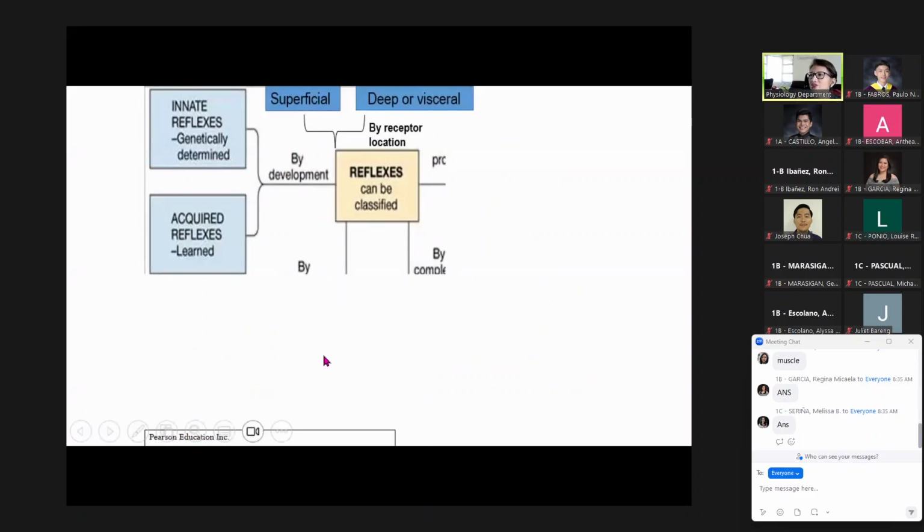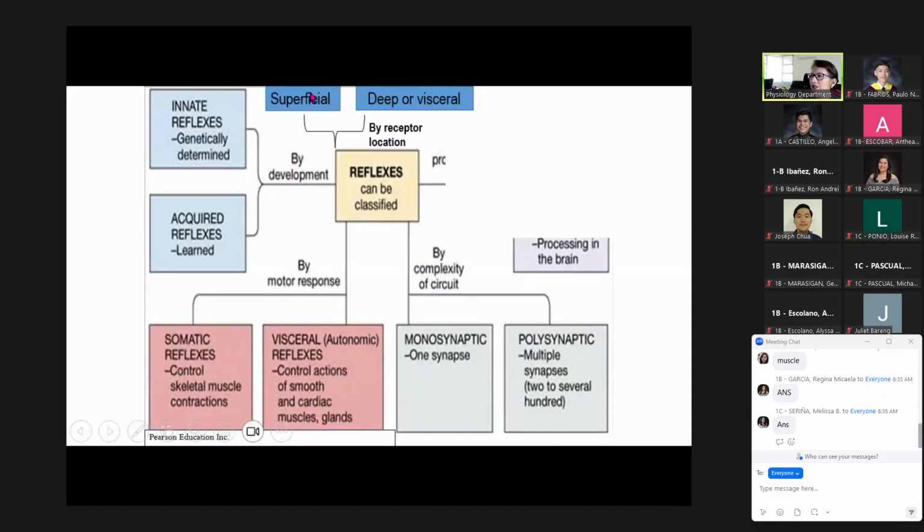Ito na ngayon, the classification of reflexes. Now, reflexes can be classified as, dun sa question natin, deep tendon reflex, sabi natin, di ba? Now, how can we classify a reflex as being deep? Actually, sabi ng iba, misnomer daw yun. By the location of your receptor, you can classify your reflexes as being superficial or deep. Also by development, pwedeng innate, pwedeng acquired. They can also be classified as somatic or visceral.